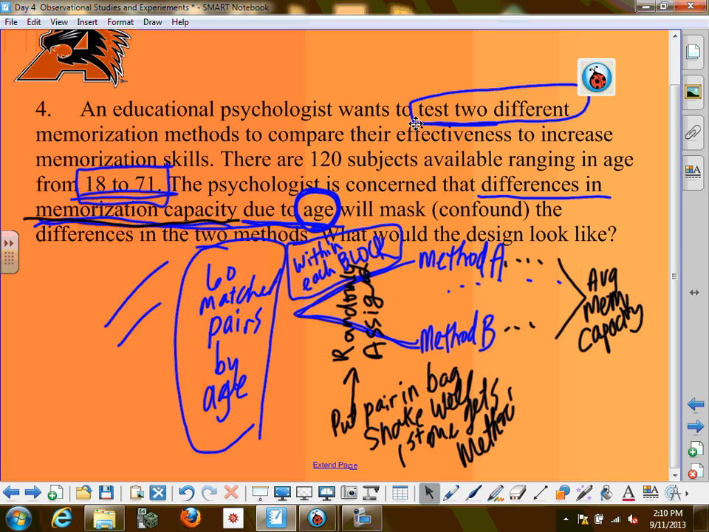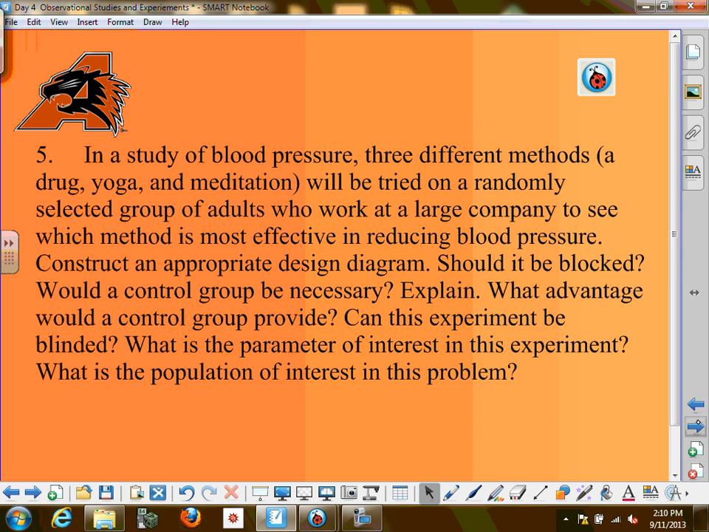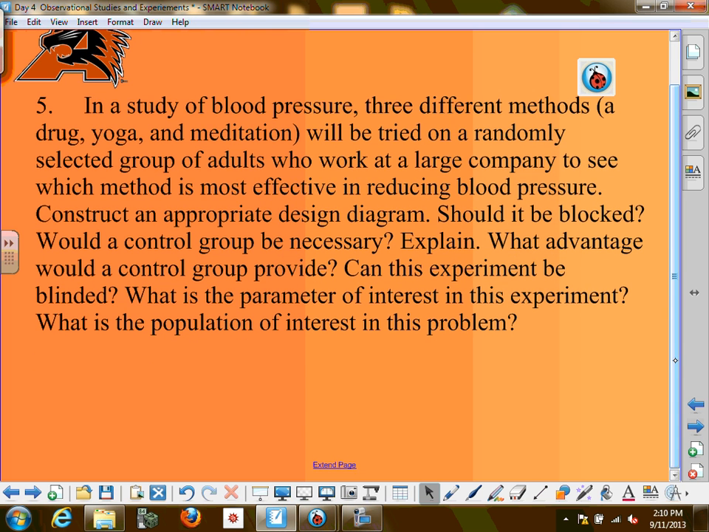So let's do a general check on how you did on these, and then go on. Okay, so this was a study of blood pressure. We have 3 different methods: drugs, yoga, or meditation in this company.